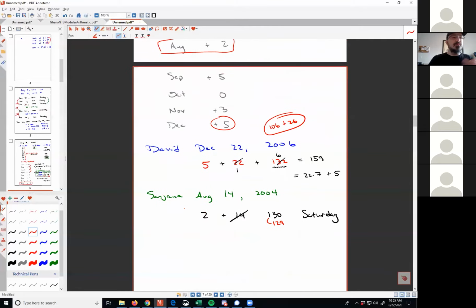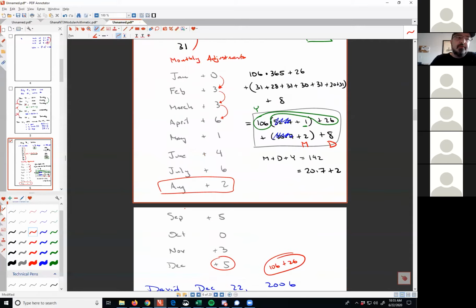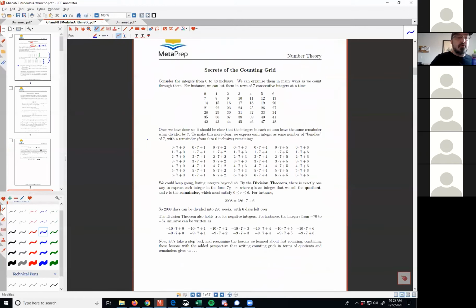Okay, so part of this is to show that computations are easier if we only need remainders, right? Never once did we compute the number of days in 106 years and some number of months. We never did that because that would be tedious. So remainders help us when all we need are remainders.